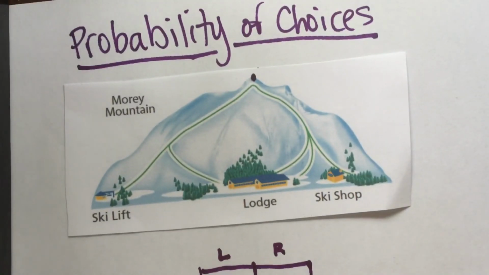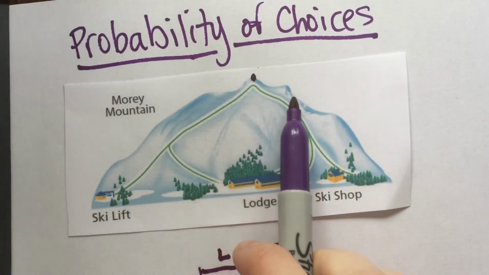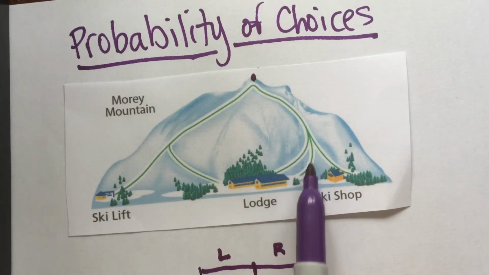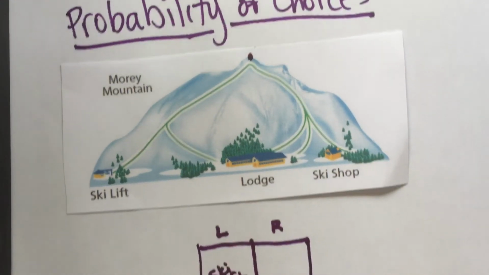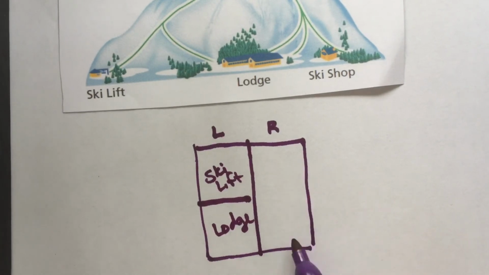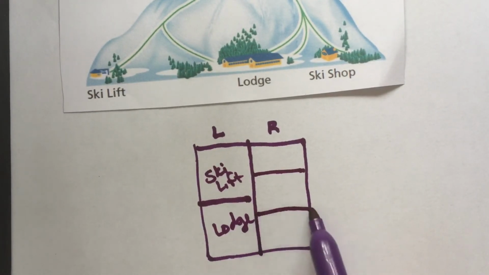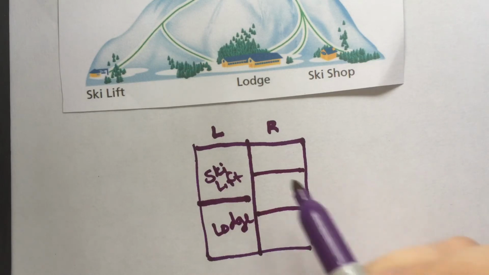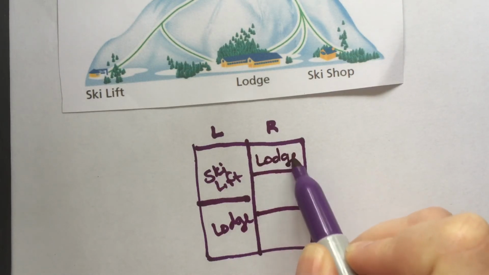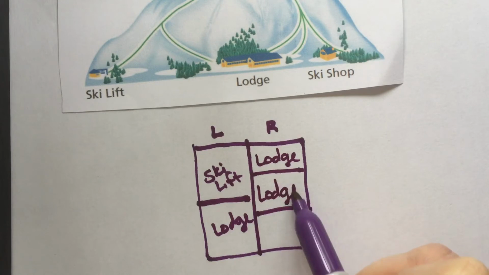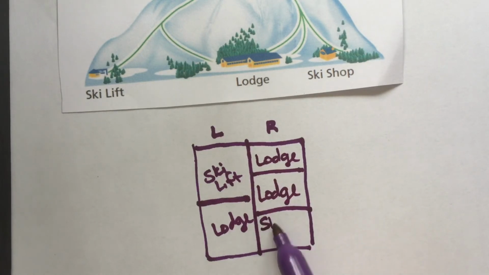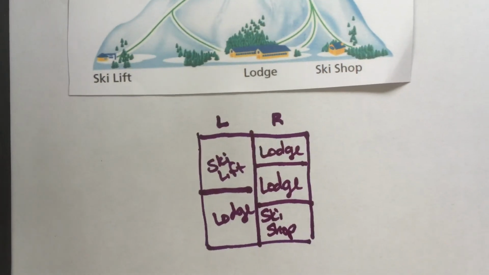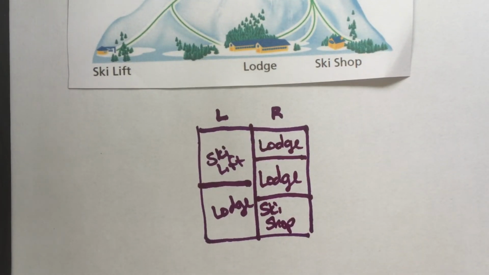Now, if I had, from the top of the hill, chosen the path to the right, I would then have 3 options. So I take my right path of my area model and I break it into 3 equal-sized sections. 2 of those go to the lodge, and 1 of them goes to the ski shop. So you'll notice that in this kind of area model, the pieces are not always the same size, which they are in probability of combinations.